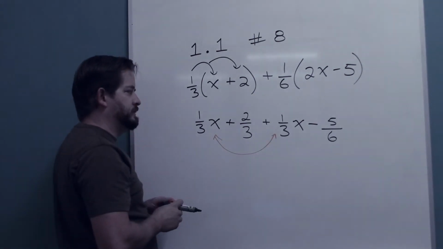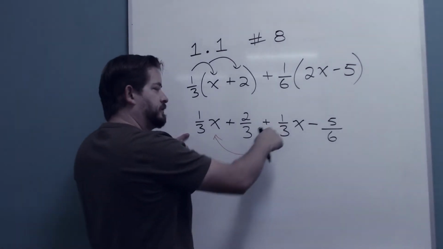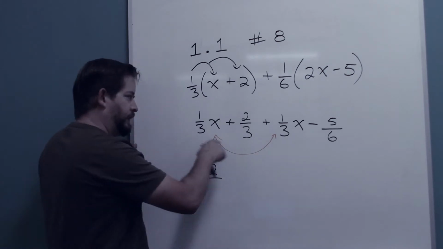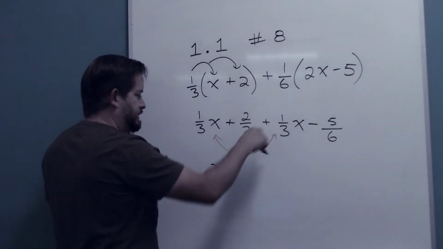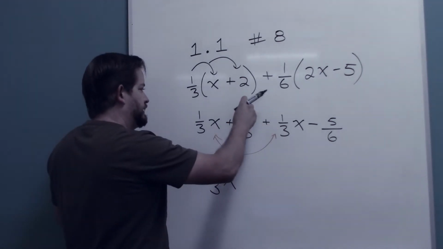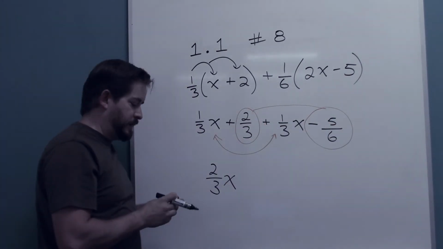My 2x terms, they have the same denominator, so that's not too bad. 1/3 plus another third is 2/3. Remember, if you have the same denominator, you just add the numerators together. They're both x terms, so that makes it 2/3 x. And then I'll take my other two like terms and combine those.